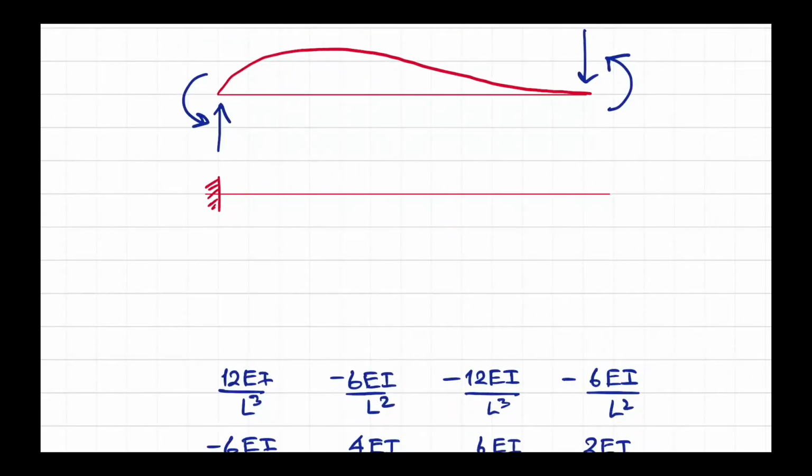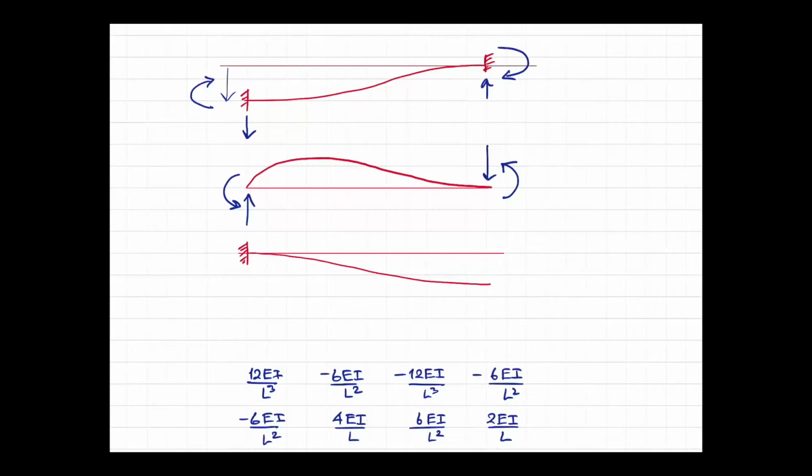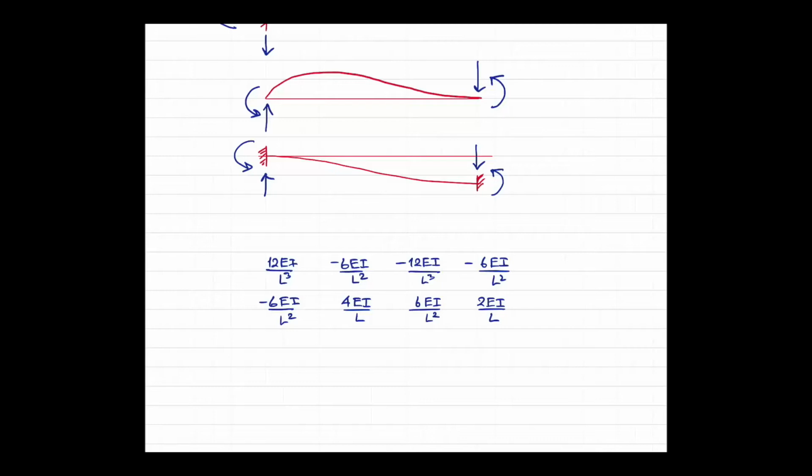So this point is secure, and then you apply the displacement downward. From here, your moment is going to look like this and like this, and force goes like that.